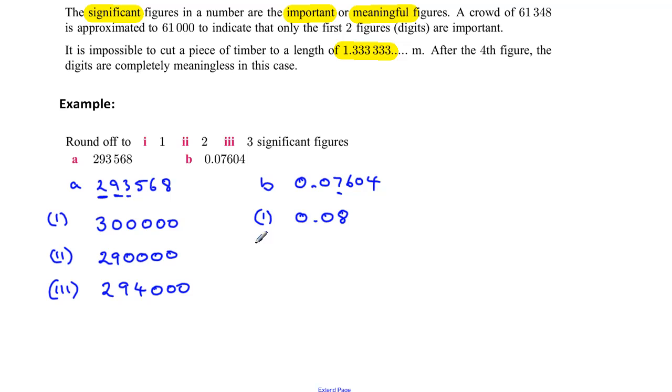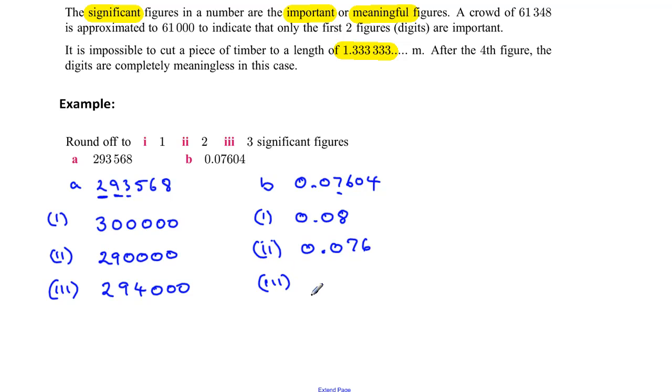All right, let's have a look at the second one. Same number, but to 2 significant figures. So it's going to be 0.0. Now we've got 7 and 6, but the question is, because that's the second significant figure, do we change the 6? The answer is no, because the number after it is a 0. It's less than 5. So there it is to 2 significant figures.